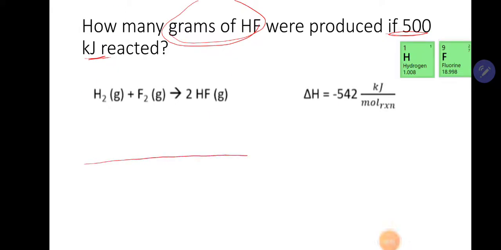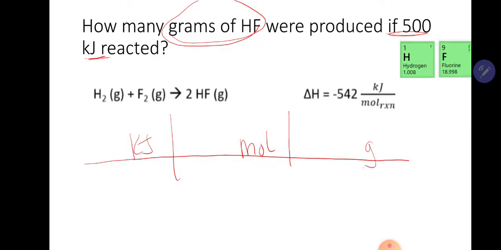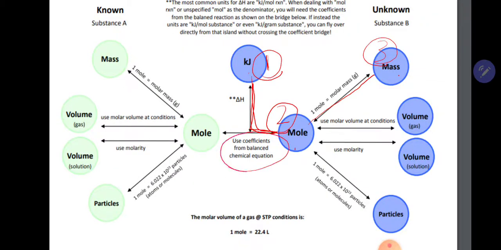All right, let's see. We said box number 1, we're going to put kilojoules. Box number 2, we're going to put moles. And box number 3, we're going to put grams. And I'm going to slide all of these letters down diagonally. There's no numbers, so I'm not going to worry about any numbers yet because the numbers are going to be different, but I can slide the letters down. So my given always goes in the first box. My map says use the coefficients from the balanced equation when I'm going from 1 to 2.